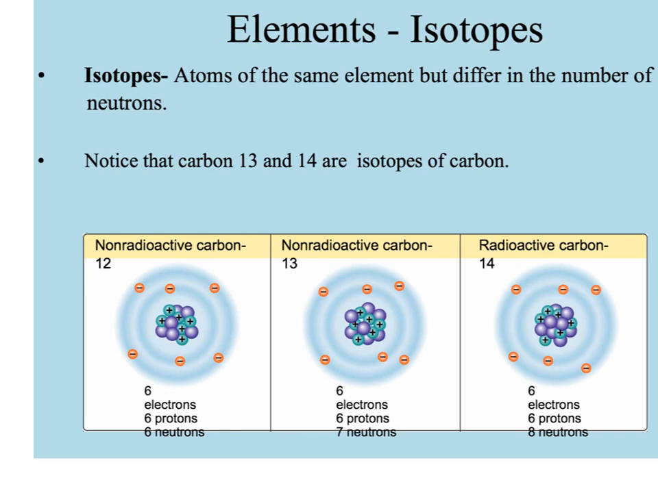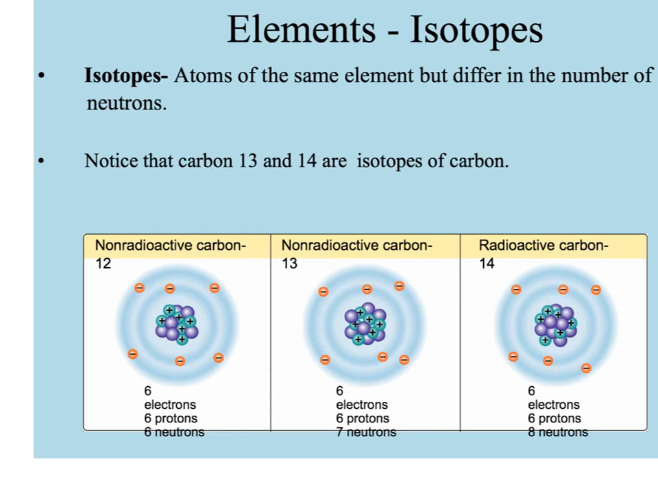And on the screen, you notice that I have carbon 13, carbon 14, and the normal one, which is carbon 12. And we name isotopes based on their mass number. So carbon 13 tells me that it gained 1 neutron. Carbon 14 tells me that it gained 2 neutrons because the norm for carbon is carbon 12, which has 6.